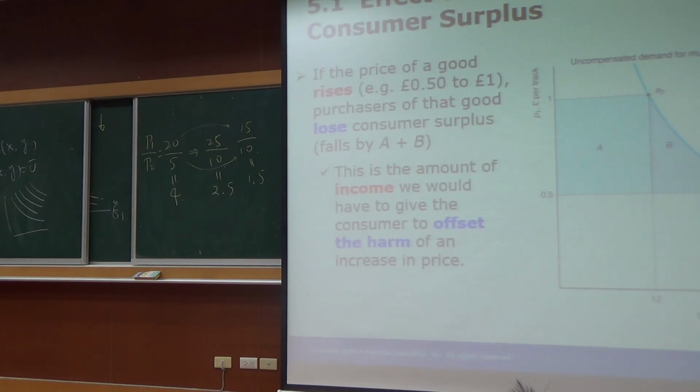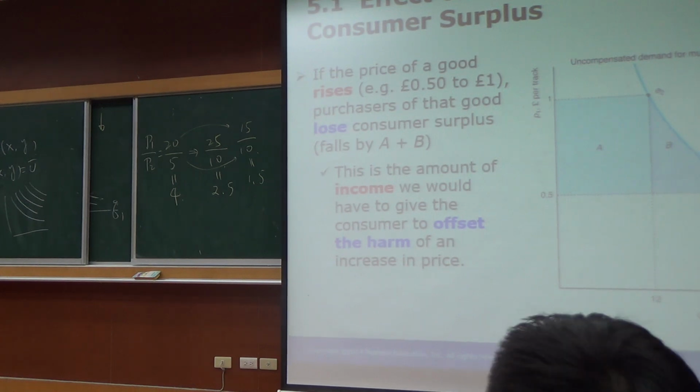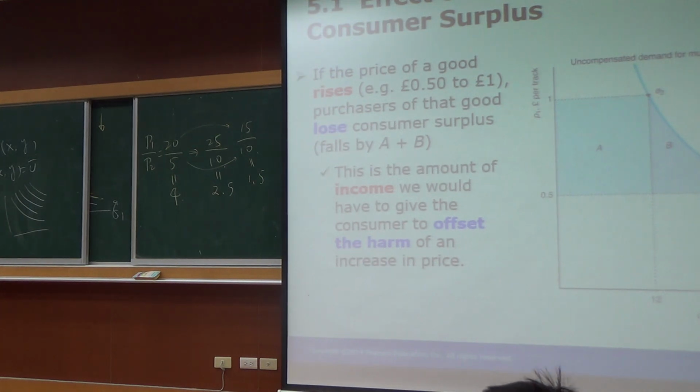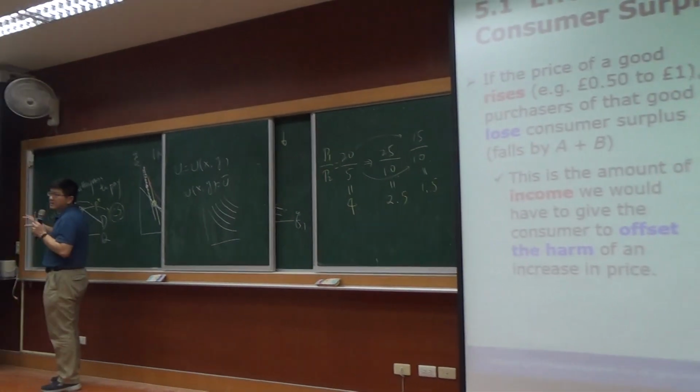And so this is the amount of income we would have to give to the consumer to offset the harm of an increasing price. Once again, we measure consumer surplus in dollars, in money, because all these differences are about money, price, right? So 150 minus 100 is about $50.